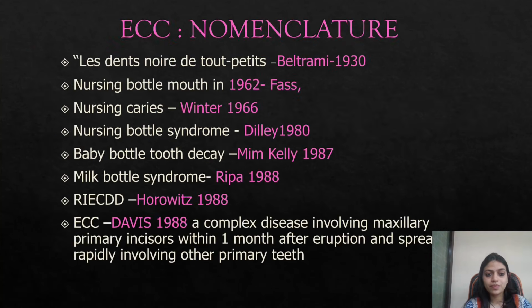Then this is the nomenclature. There have been several terms used by a number of researchers, beginning from the 1930s till date, and the most recent name given to nursing bottle caries is early childhood caries. Earlier names put forward by researchers included Les Dents Noires, nursing bottle caries, nursing caries, baby bottle tooth decay, milk bottle syndrome. But now the standard term used is early childhood caries.